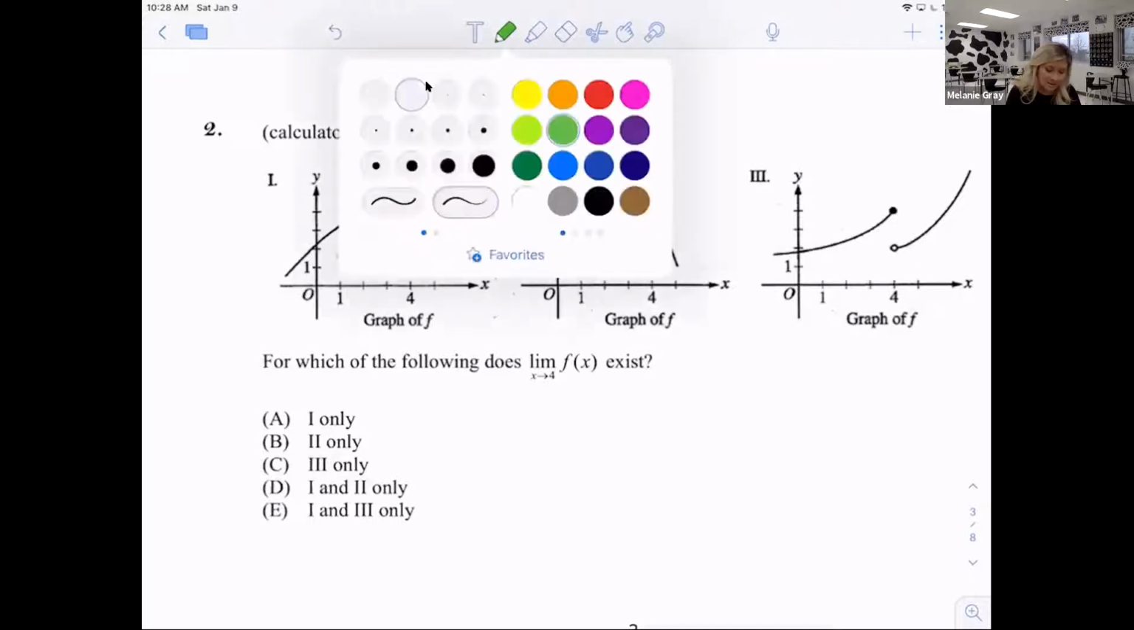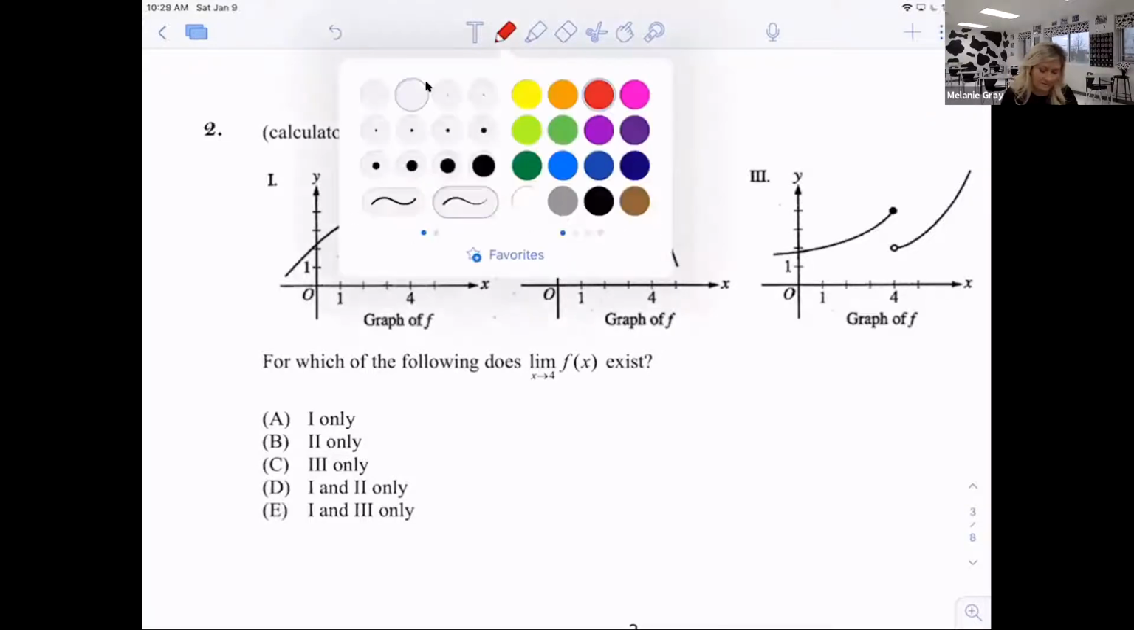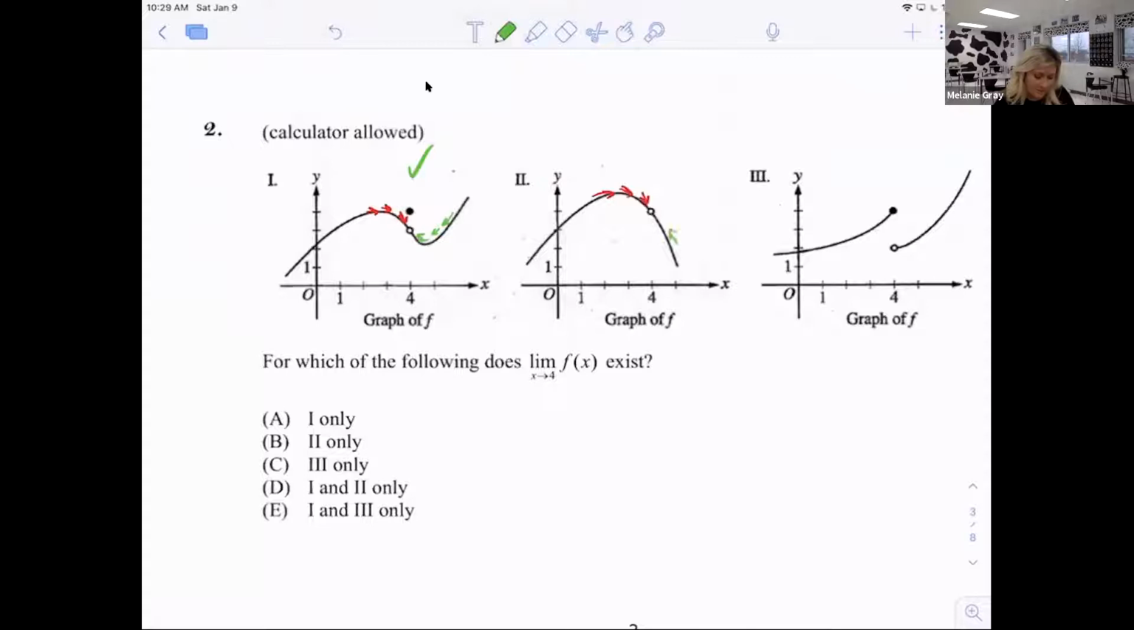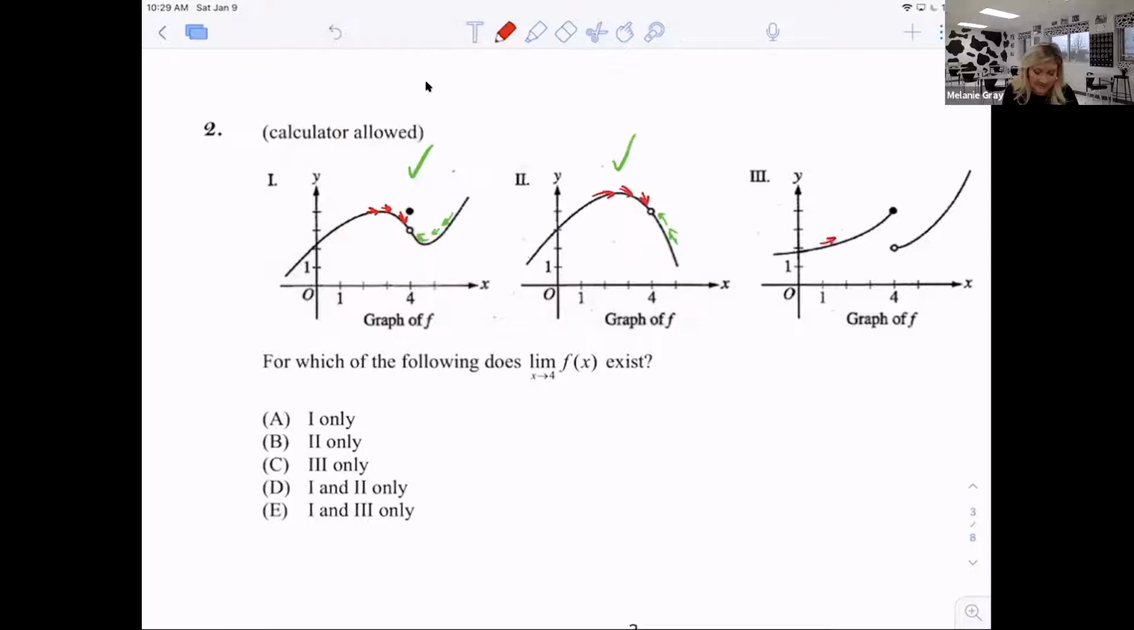If you look at Roman numeral 2 coming from the left-hand side, it looks like on this one, the y value is approaching 4 from the left. And from the right is also approaching 4. So even though the y value does not exist at 4, the limit does. So that one's a yes. And then finally on number 3, if we're coming from the left-hand side, it looks like the y value is approaching 4.